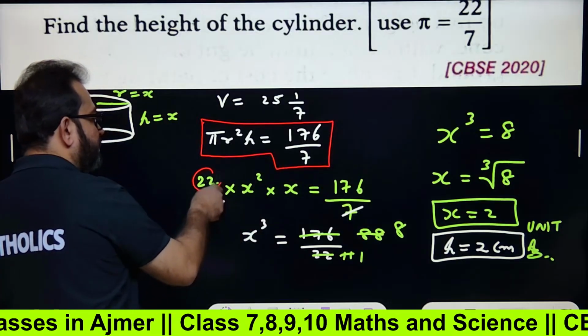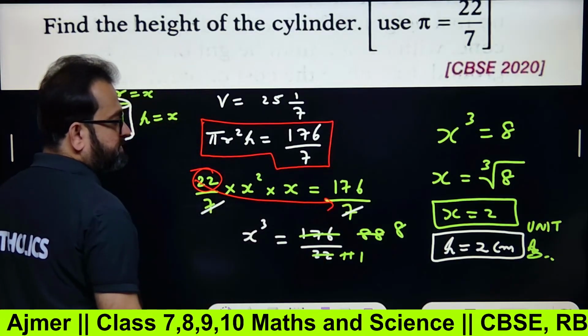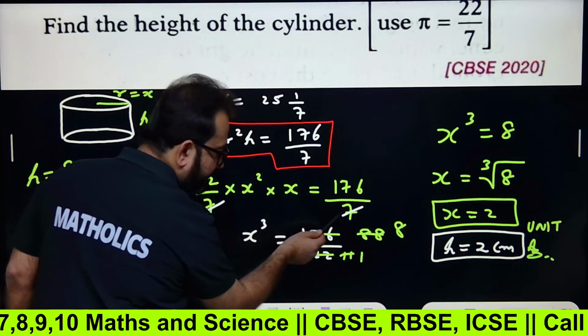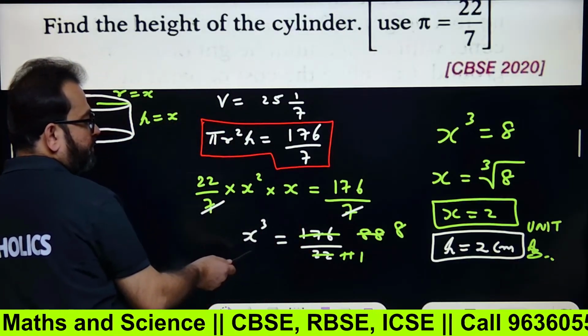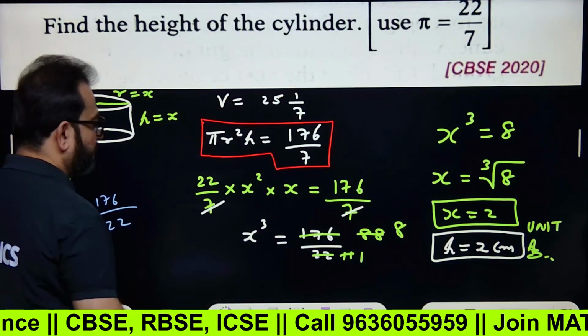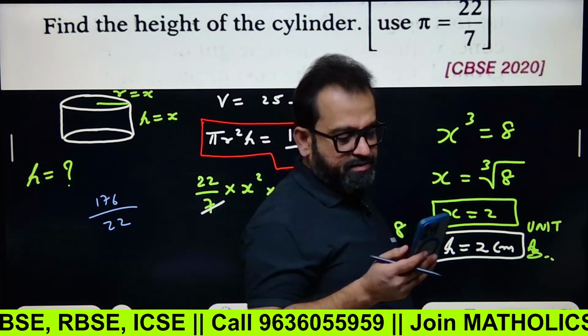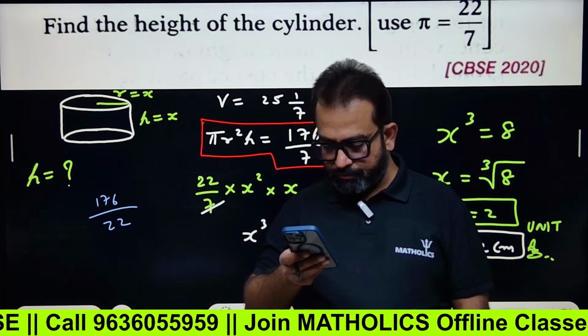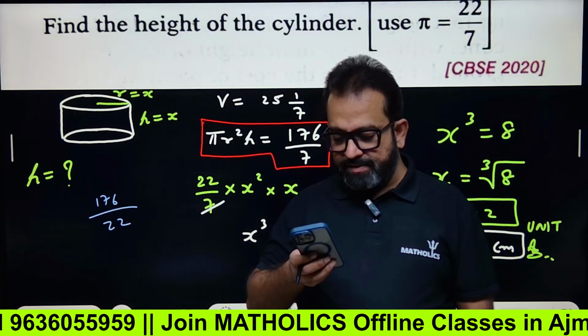So where will this 22 go? It will go down to the 176. Yes or no? Yes. So this 22 will go to the denominator. So here it will be x cube equals 176 upon 22. What will be 176 upon 22? Can you cancel it? Yes or no?